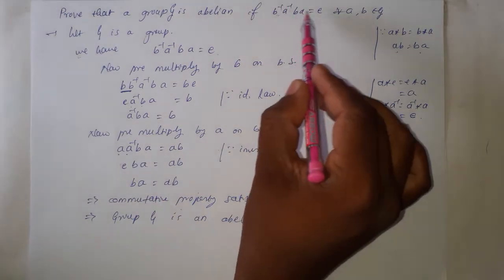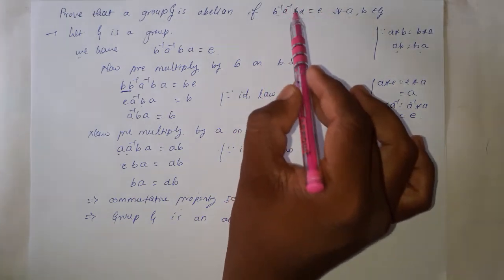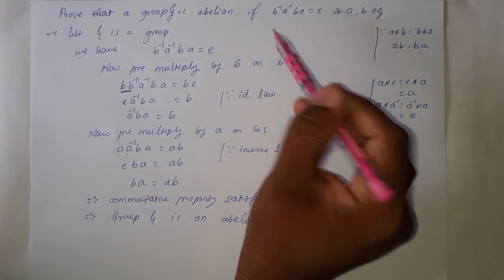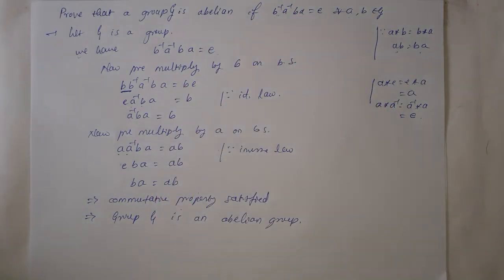So therefore this given condition is the condition for a commutative group, because by using this condition we have proved that the group G is abelian. So therefore it is the proof for the given theorem, and we have proved that G is an abelian group under the given condition.